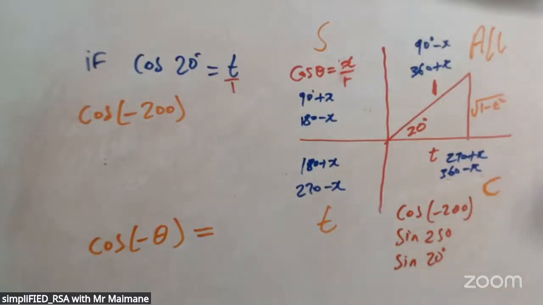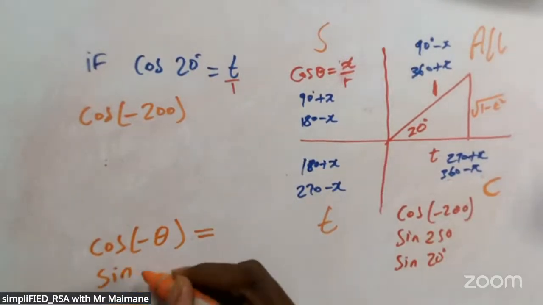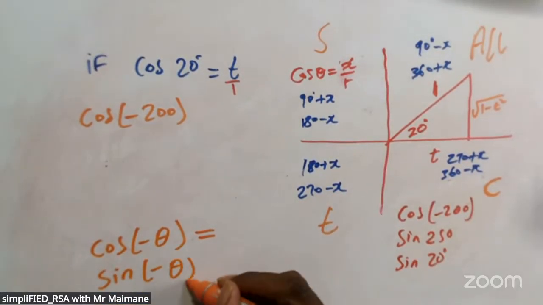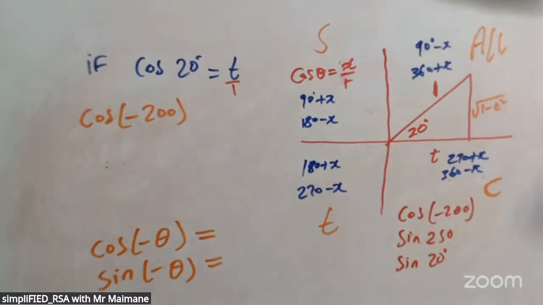Never mind the 200. Okay, between the two, which one is which? Negative sine theta and negative cos theta. Negative sine theta would be quadrant 1. I mean, quadrant 2 and 4.